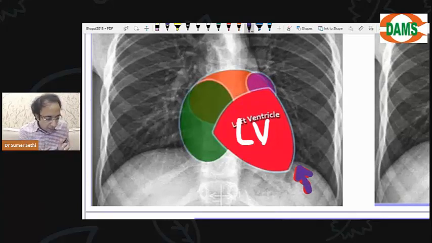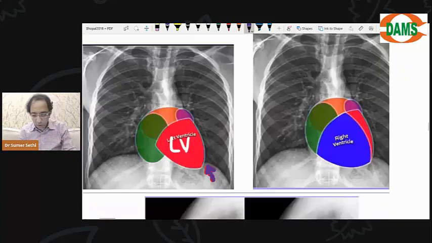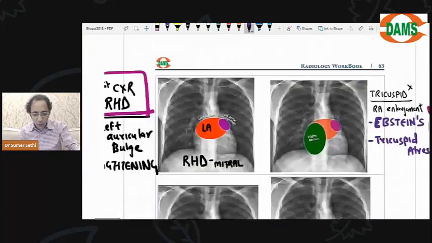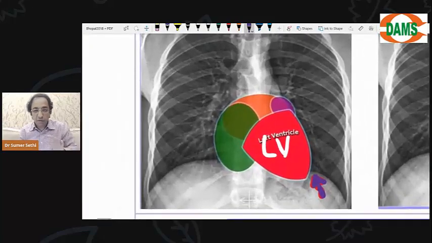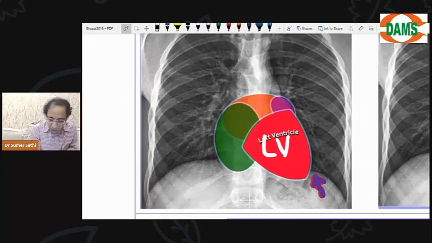A normal apex, narrow vascular pedicle was what I had written. I will write it again. Don't worry, I will write it again. So left ventricle forms the apex, and apex goes slightly below the diaphragm. This is how the normal contour should be.